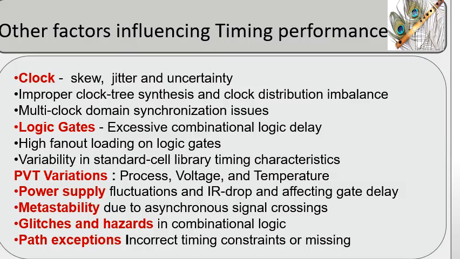Logic gates contribute excessive combinational delay and high fan-out loading, with timing variability across standard cell libraries. Process, voltage, and temperature variations, along with power supply fluctuations and IR drop, directly affect gate delay and circuit stability. Asynchronous crossings risk metastability, while glitches and hazards in combinational logic threaten reliable signal propagation. Finally, incorrect or missing path exceptions and timing constraints can mislead analysis, making static timing verification incomplete.